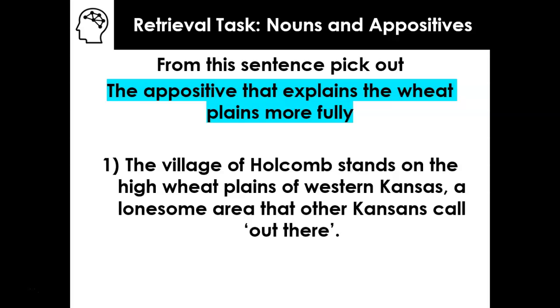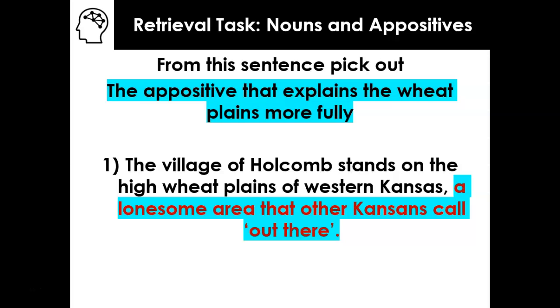The village of Holcombe stands on the high wheat plains of western Kansas, a lonesome area that other Kansans call out there. So guys, just have a little look through that sentence for yourselves. Make a note of the appositive, and then we'll see if you're right. Did you get it? Okay, so here's our appositive: a lonesome area that other Kansans call out there. A lonesome area. Brilliant. That's our appositive.